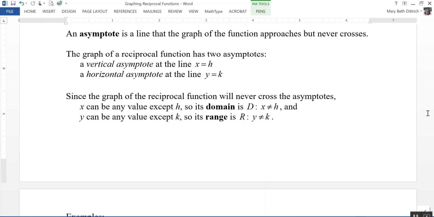Since the graph of the reciprocal function will never cross the asymptotes, x can be any value except for h. So its domain is x is all real numbers except h, or x is not equal to h. And y can be any value except k, so its range is all y values except for k, or y is not equal to k.